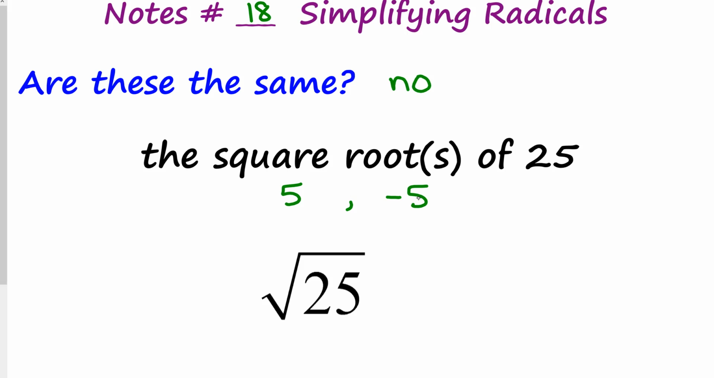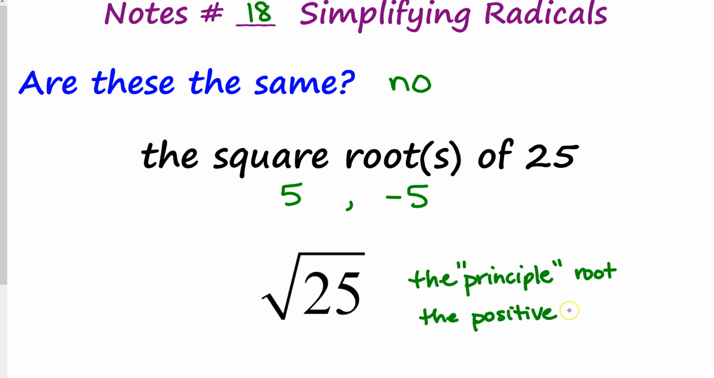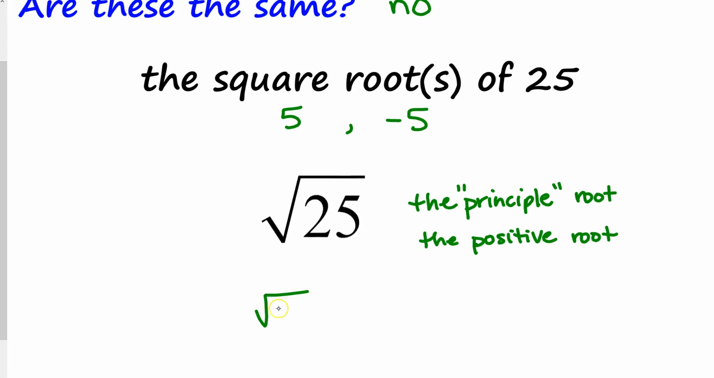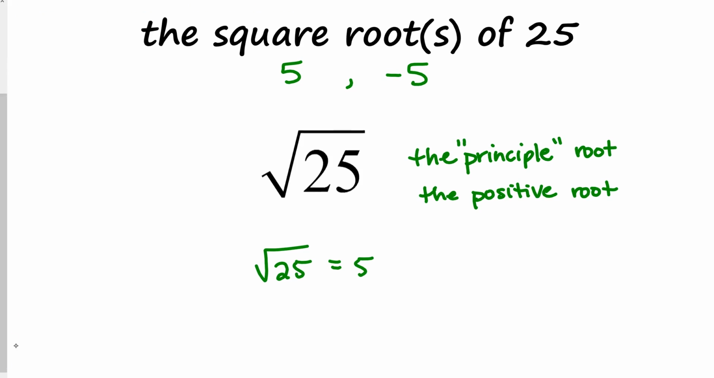However, when you see the square root symbol or the radical sign, that means the principal root. I think it's this spelling of principal, but I'm not entirely sure. And the principal root is the positive root. So the square root of 25 is 5. If you want to represent both square roots of 25, you would need to write plus or minus square root 25, and then you would have plus or minus 5.